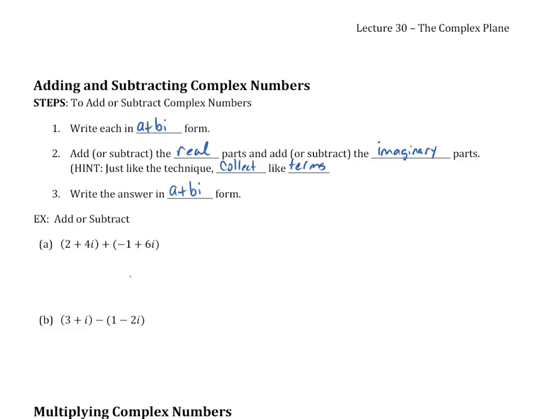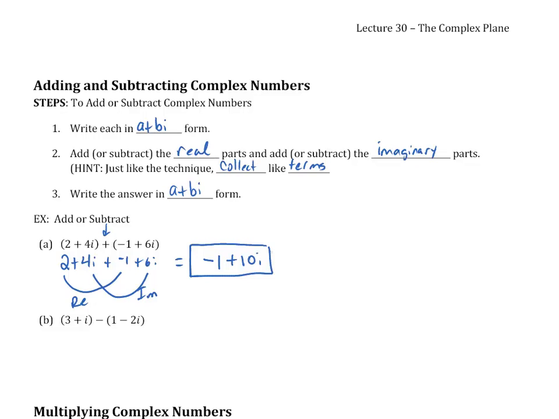So it's relatively simple if you think about this example. Because there's a plus inside these two complex numbers, we can simply eliminate the parentheses and write this as 2 plus 4i plus a negative 1 plus 6i. So we'll group the real parts together and we'll group the imaginary parts together. So a 2 plus a negative 1 is a negative 1, and a 4i plus a 6i is a 10i. That is how we would add two complex numbers together. You start with two complex numbers, add them together, the answer is going to be a complex number.